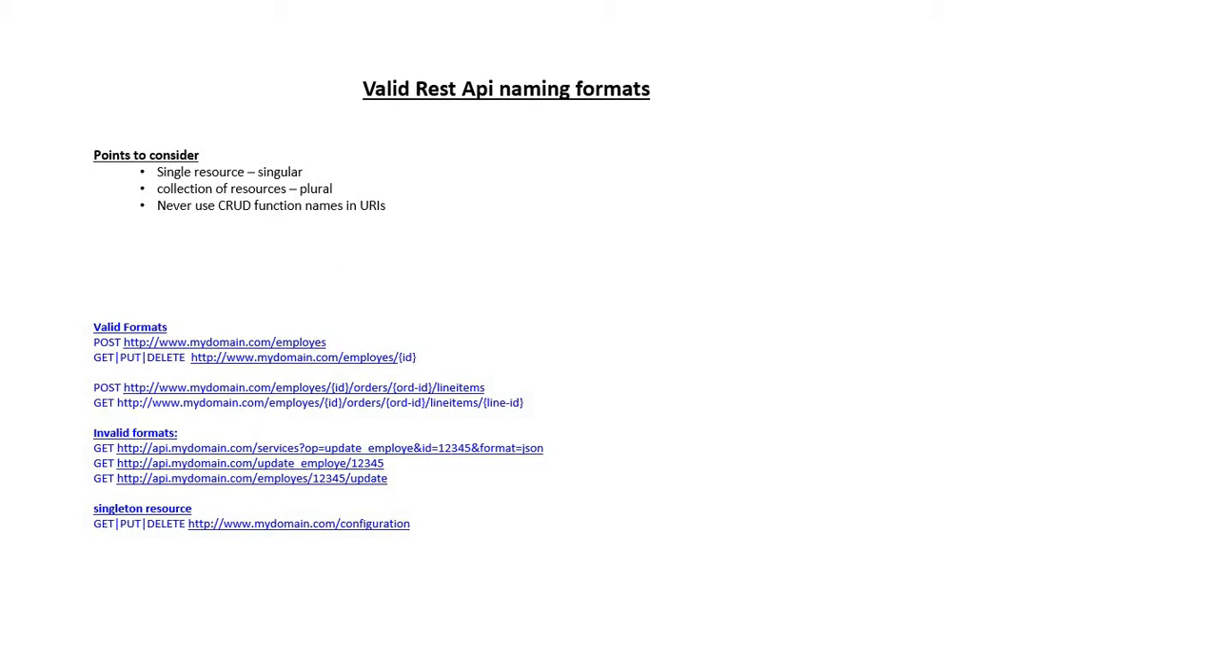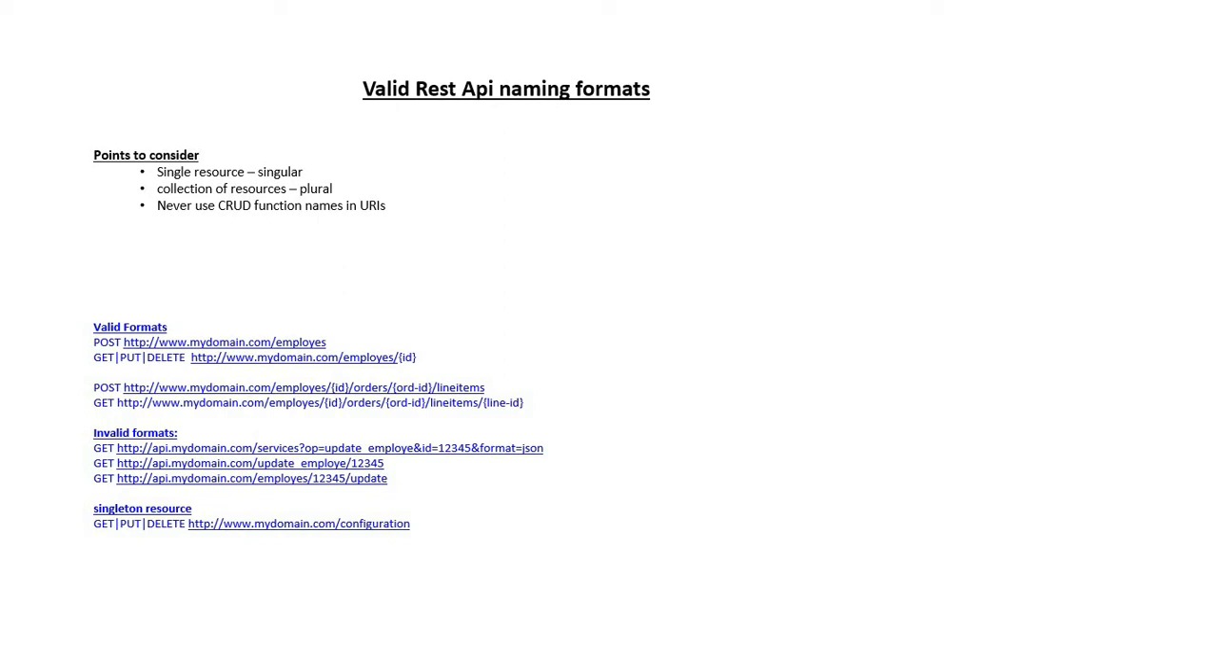names in your endpoints. Also, never ever use the CRUD functions in the name. Because you should be using the GET, POST, or PUT methods of REST APIs to say which operation it is. You shouldn't be using the CRUD function as part of the name. Okay, so let's take a use case.